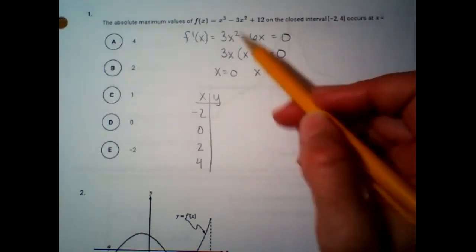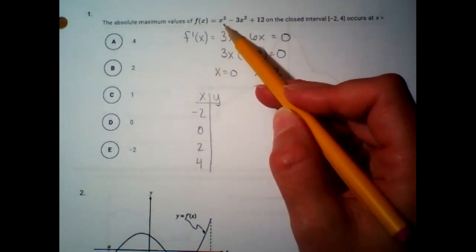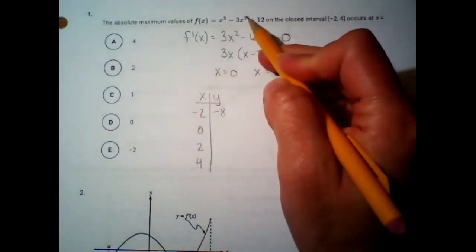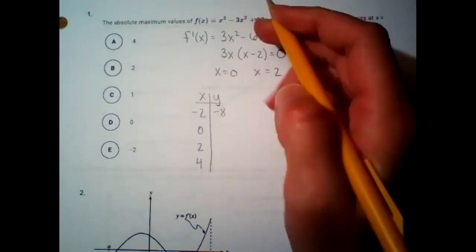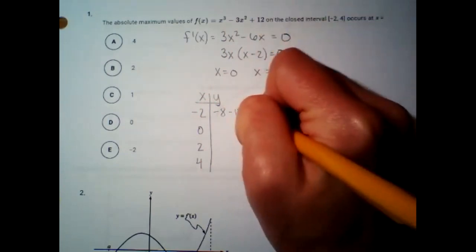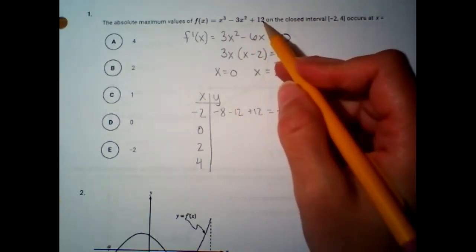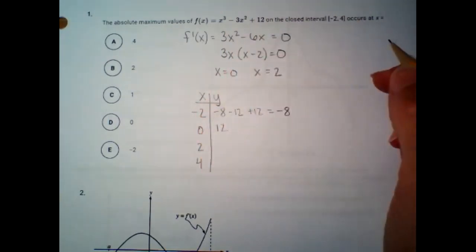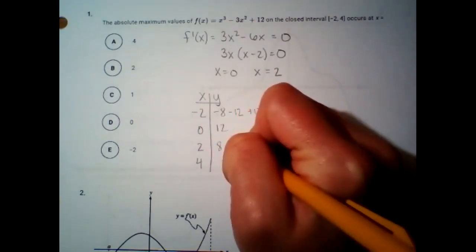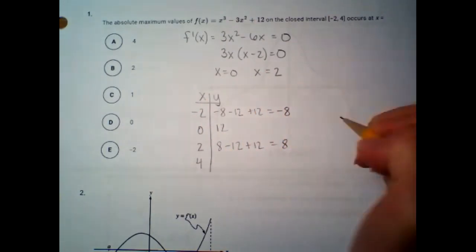Now these are going to get plugged into the original function. So if we plug in -2, cubed, that's going to be -8. And then squared would be 4 times 3 would be 12. So -12. And then plus 12. So that'll be -8. And if we plug in 0, we're going to get 12. And +2 is going to give us 8 minus 12 plus 12, so 8.